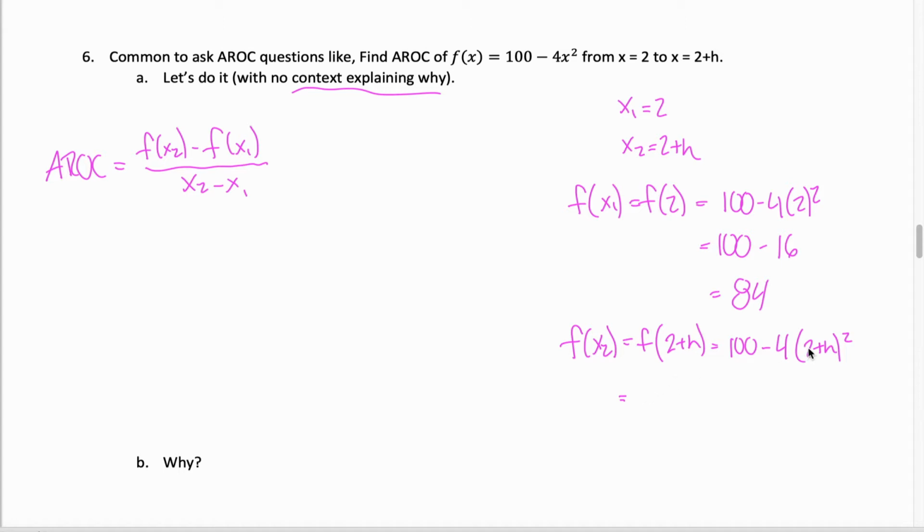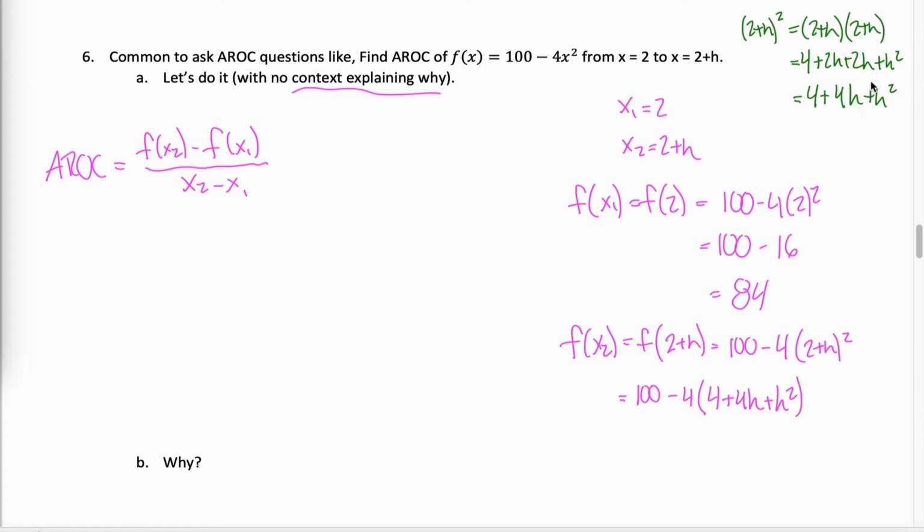So how could you get rid of the parentheses? Well, 2 plus h squared, I could expand that binomial. I'd have 100 minus 4 times, and then instead of 2 plus h squared, I could write 4 plus 4h plus h squared. If you have a hard time seeing where that comes from, here's those steps up here in green. Now my parentheses aren't squared, so I can get rid of the parentheses by taking this negative 4 and distributing it through. I guess that would give me 100 minus 16, the negative 4 times the 4, minus 16h, the negative 4 times the 4h, minus 4h squared.